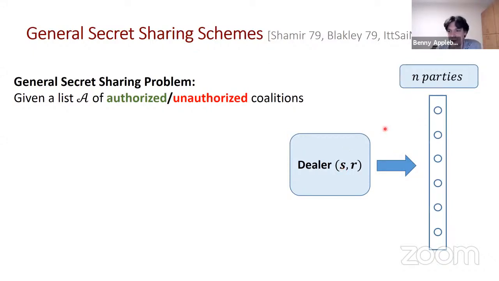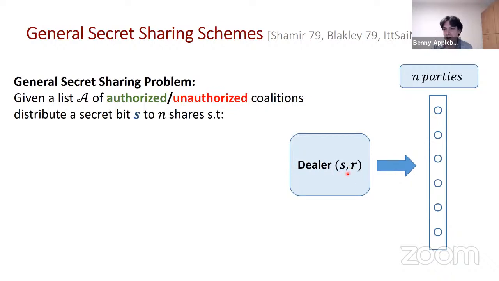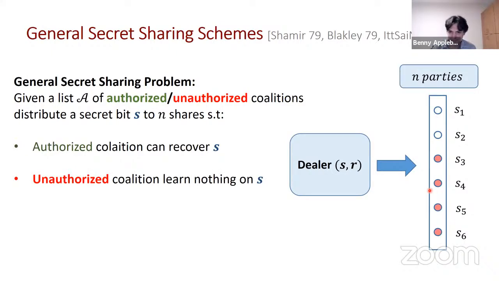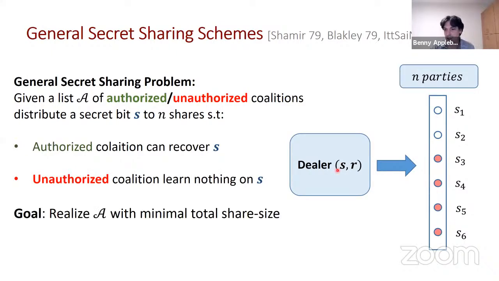N parties, or N servers if you want. And we are given a list A of authorized and unauthorized coalitions. The goal is to take this secret and distribute it into shares S1 up to Sn, such that authorized coalitions can recover the secret and unauthorized coalitions learn nothing about the secret in an information theoretic sense. The basic complexity measure is the total bit length of the shares. We think about the secret as being a single bit, and the goal is to realize A with a minimal total share size.